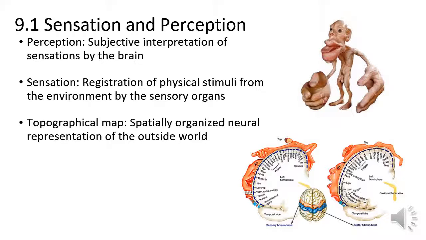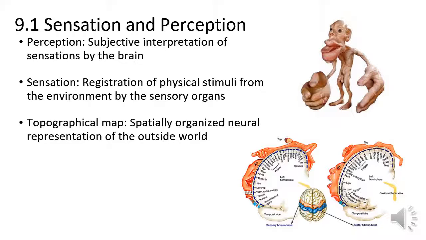Okay, just some general terminology. Perception is the subjective interpretation of sensation by the brain. So perception is subjective, and sensation is just the basic registration of physical stimuli that comes from the environment, from the sensory organs. So for example, when you taste something, the sensation is just sweet candy on your tongue, and the perception is: this candy is sweet. I'm experiencing this candy as sweet.